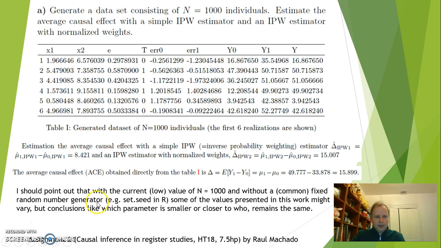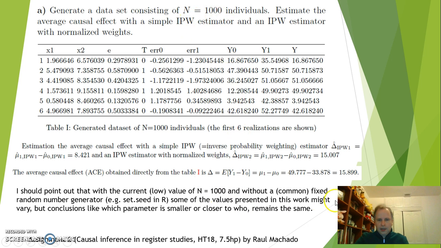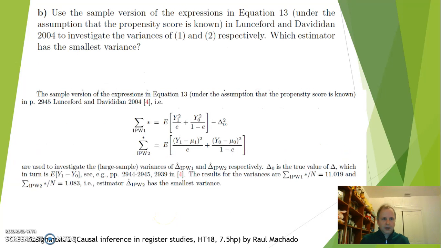I should point out that with the current low value of n equal to 1,000 individuals, and without a fixed common random number generator, like if you use a set seed for R, some of the values presented in this work might vary, but conclusions like which parameter is smaller or closer to zero remain the same.